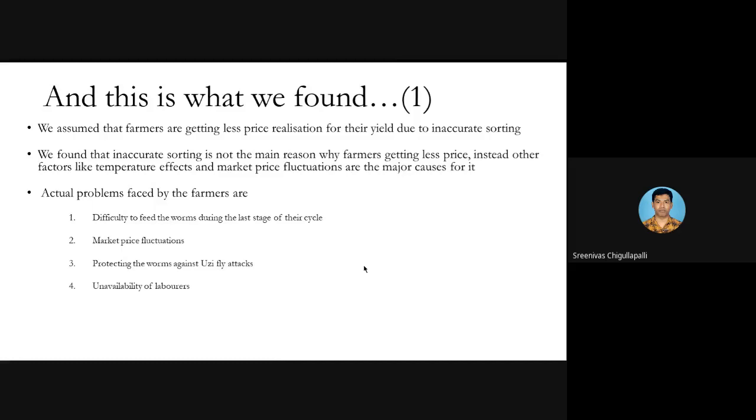So we found that actually they are not going to take up this as a solution, because their problems are different. For example, temperature effects. When you have higher temperatures, the productivity goes down, and the cocoons may also not be of good quality. So all these are the major problems. Next slide.